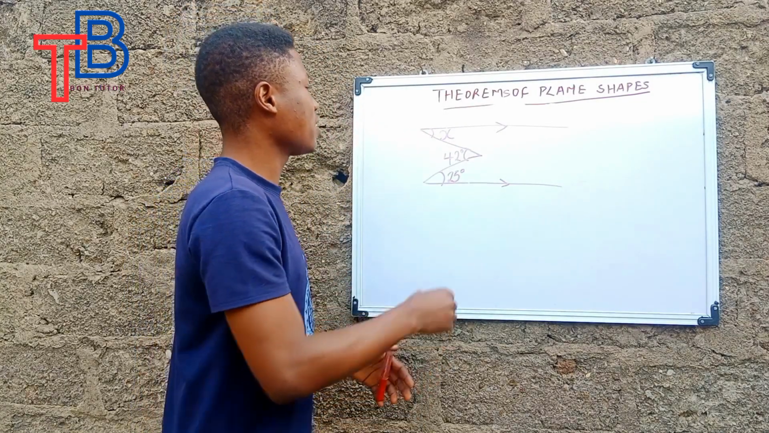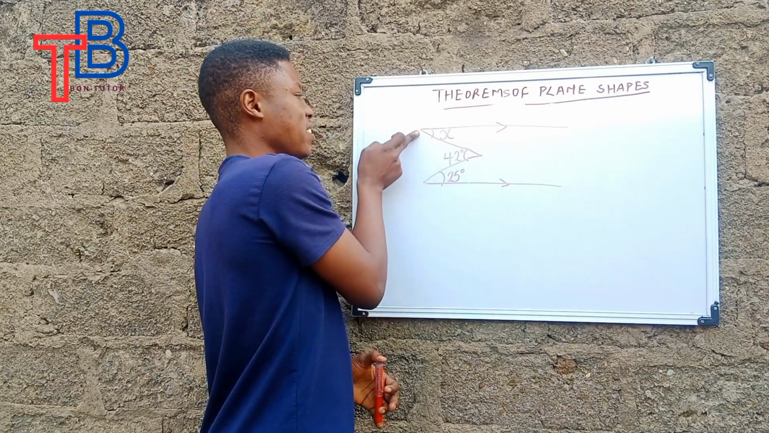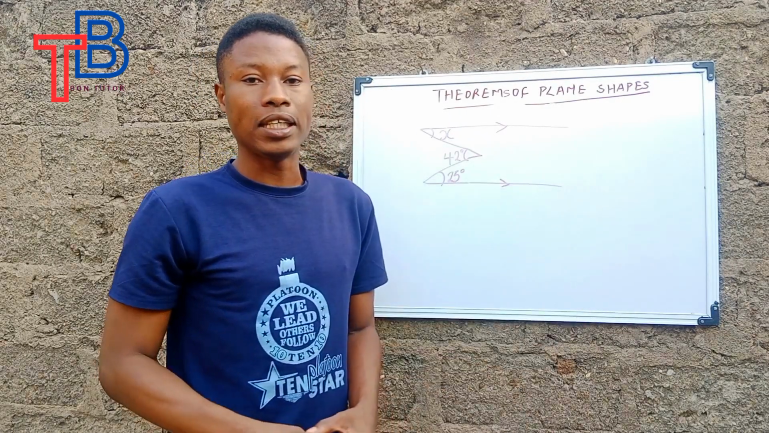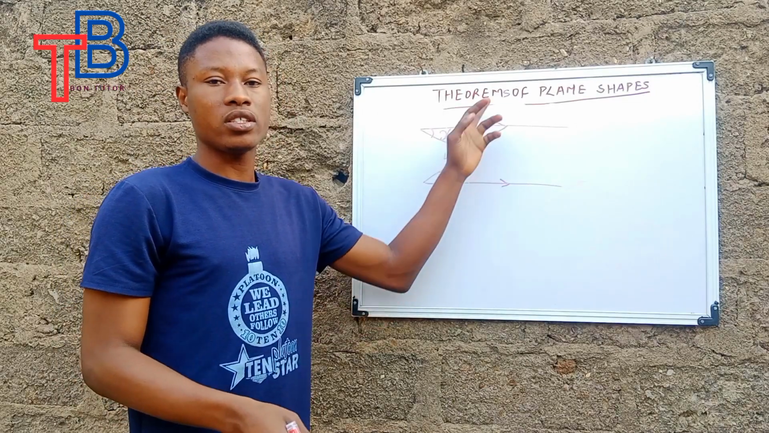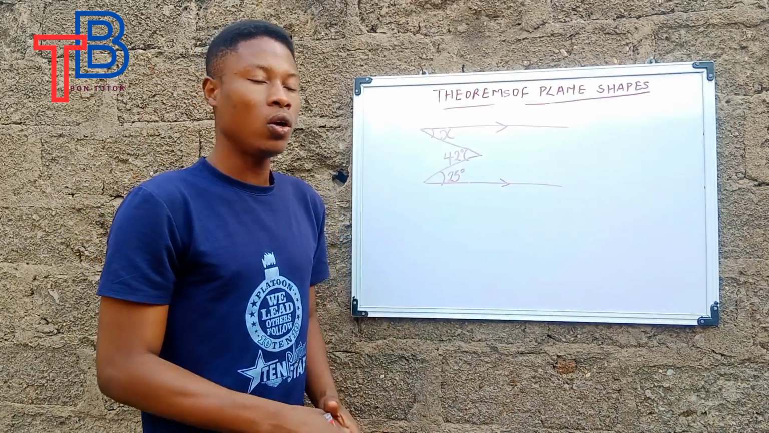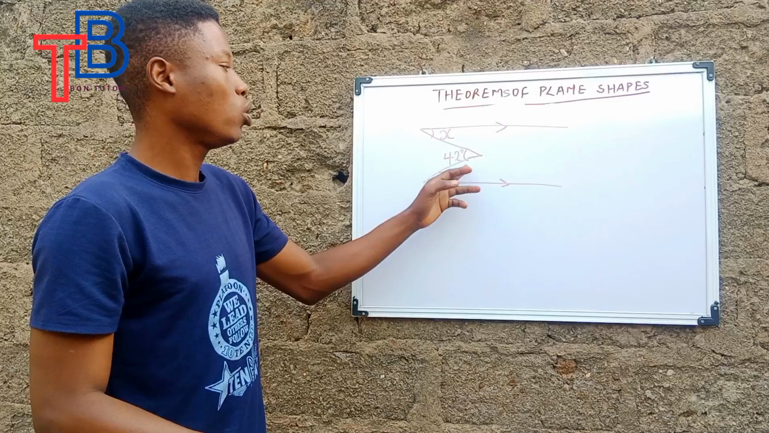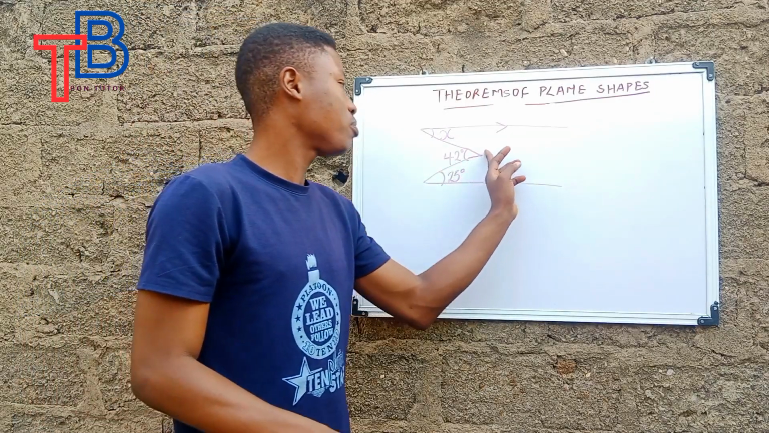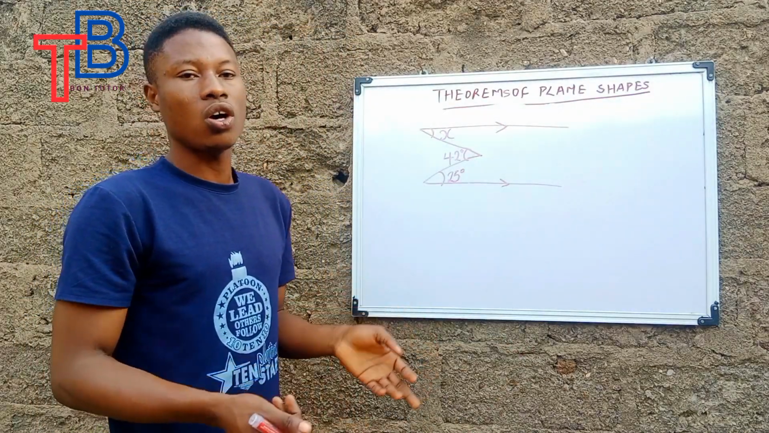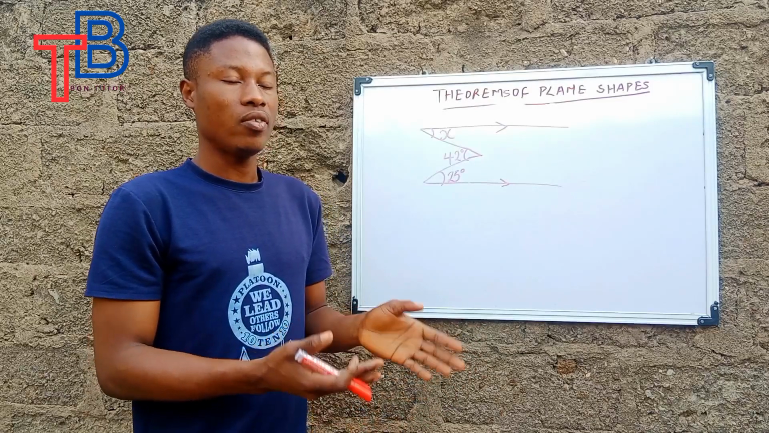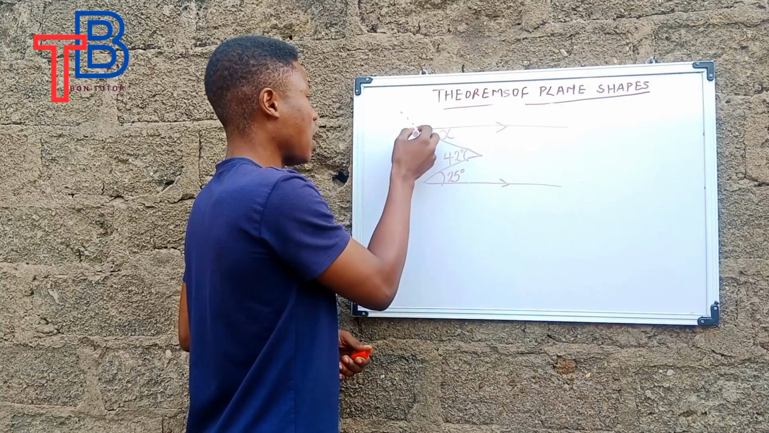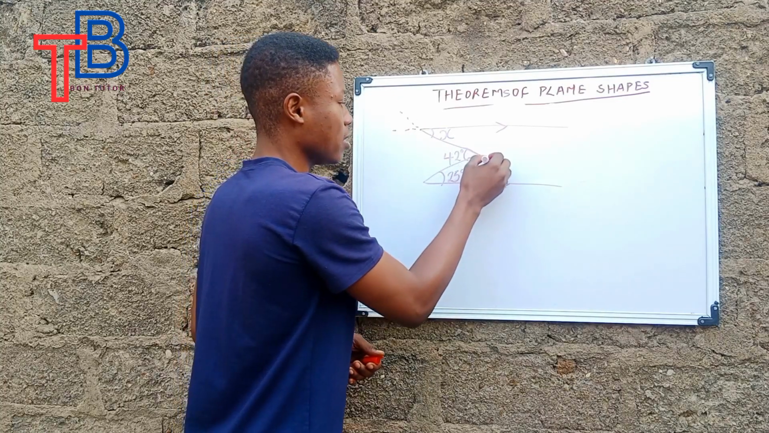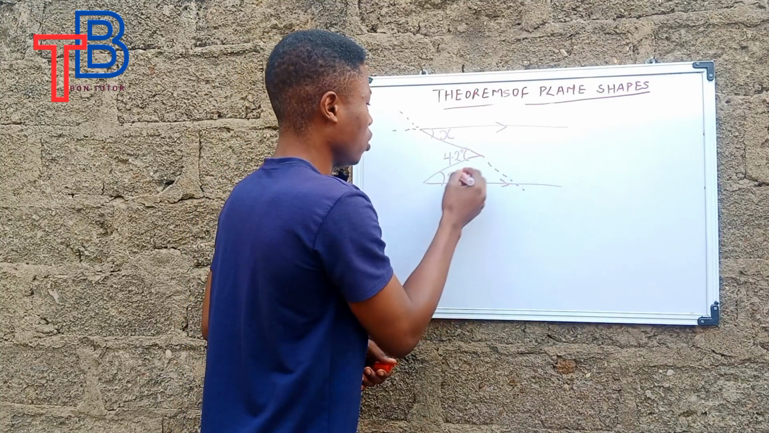You can notice that even this line, being extended upward and downward, will be a transversal for these two parallel lines, and the same thing is applicable to this one also. If it is extended upward, it is also a transversal for the two lines. So let's extend those lines, maybe how they should be. Let's extend them and see how it goes.